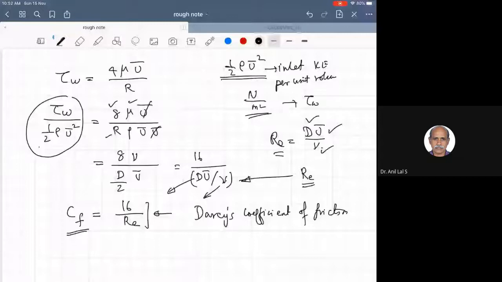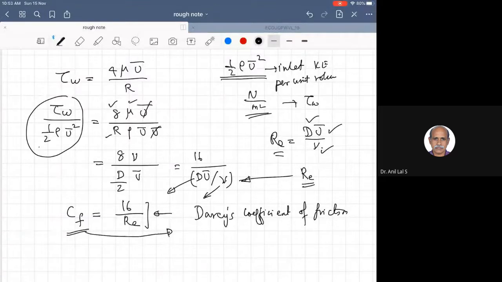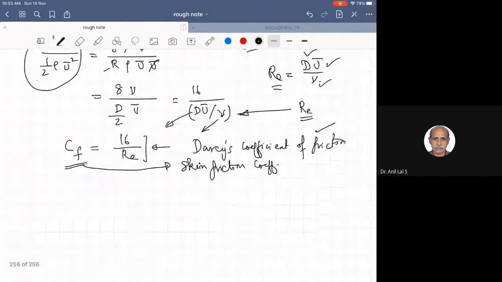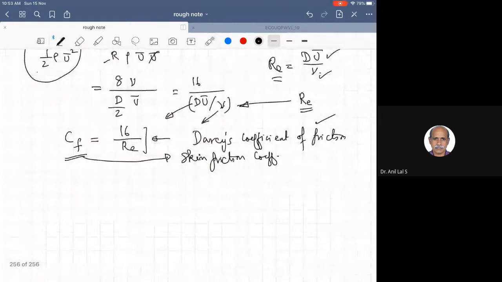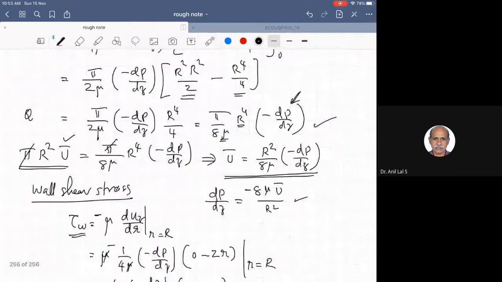Darcy's coefficient for a pipe flow. The common name is the skin friction coefficient. As in the pipe flow, we get this, and this is also called the Darcy's coefficient of friction. Now let us write an equation for dp by dz.